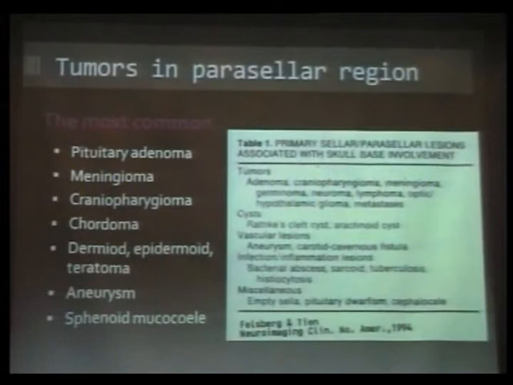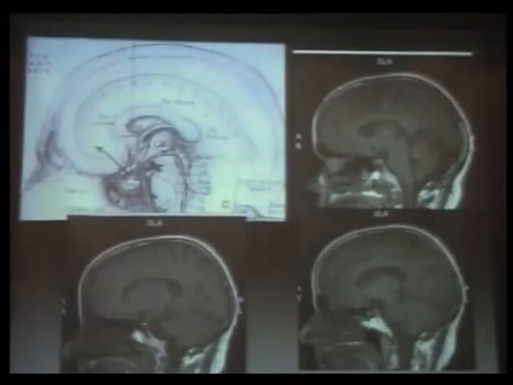Well, what tumors are we talking about? Well, I mentioned pituitary adenoma, meningioma. We've all seen these tumors, craniopharyngioma, chordomas, lots of tumors, aneurysms, and vascular lesions as well. So let's talk about a few of these and look at the anatomy. Well, courtesy of MRI today, they're like anatomical drawings, aren't they?